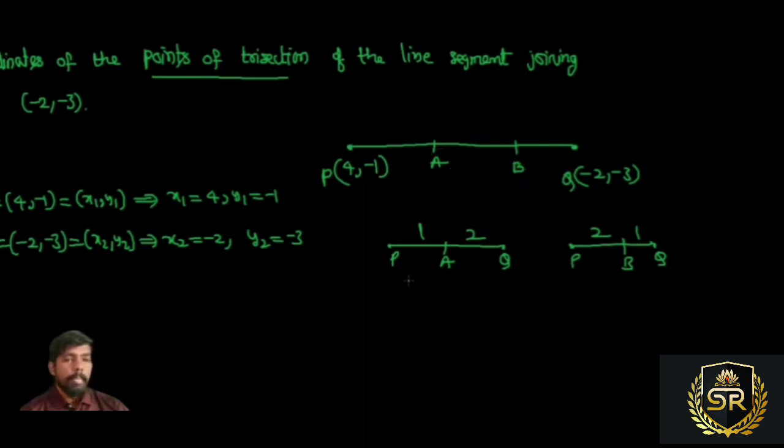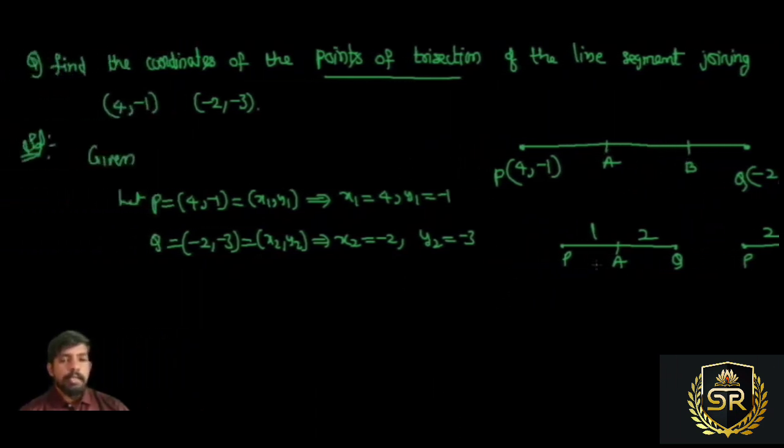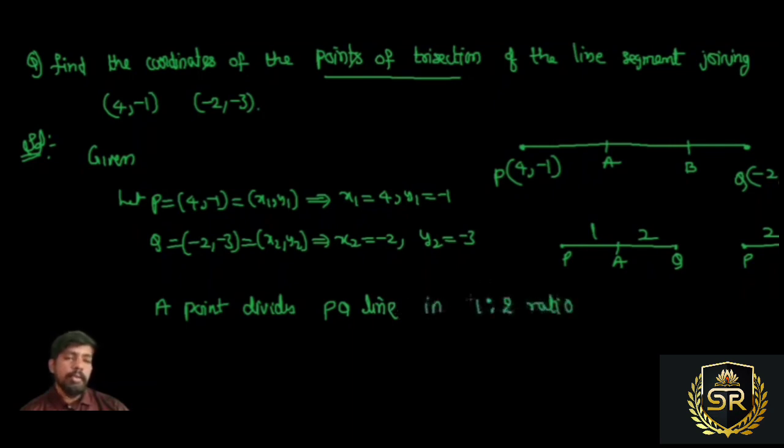So calmly, first find this part. P and Q we know. We need to find A, which is 1:2. So point A divides the PQ line in 1:2 ratio. We should remember this 1:2 ratio. Whenever you hear points of trisection, A divides in 1:2 and B divides in 2:1. You should remember that, it is important.